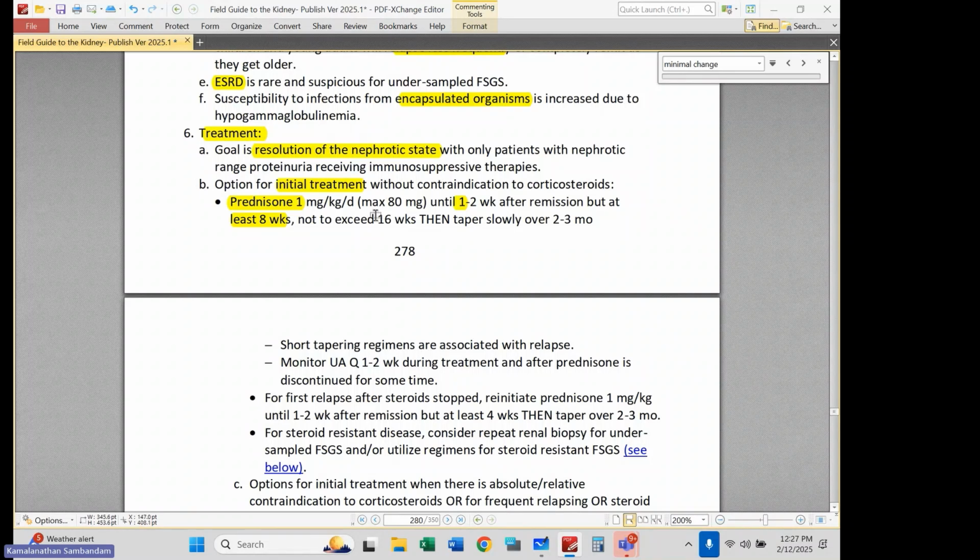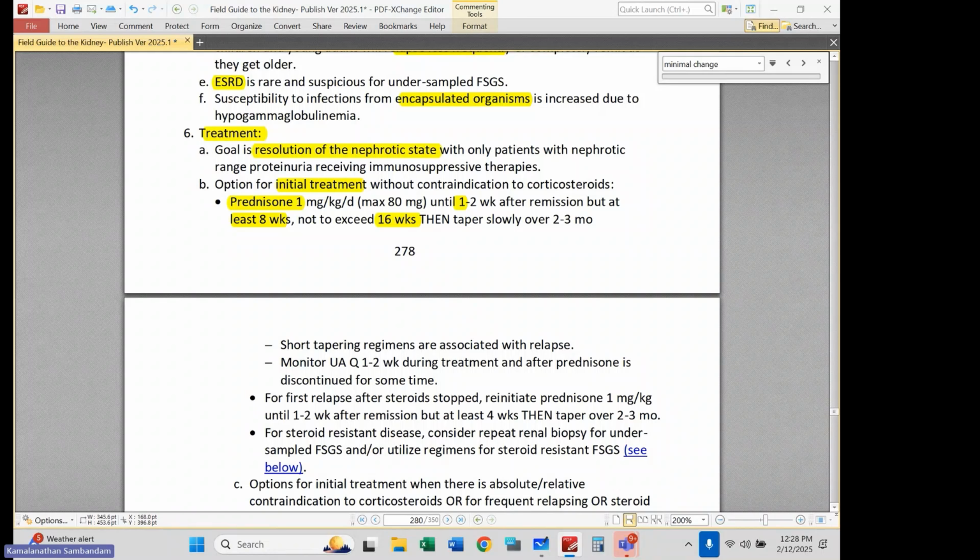Now, again, we don't go longer than 12 to 16 weeks, right? At that point, I'm calling it steroid resistant. I'm considering the alternative diagnosis of FSGS, and I'm looking for other tools. The most common of which is going to be my calcineurin inhibitor.